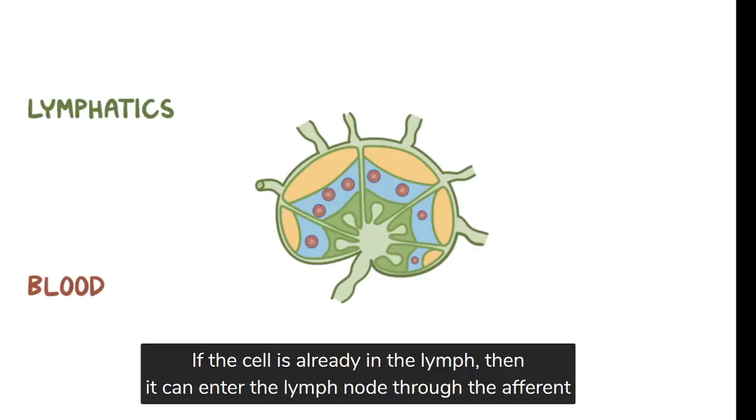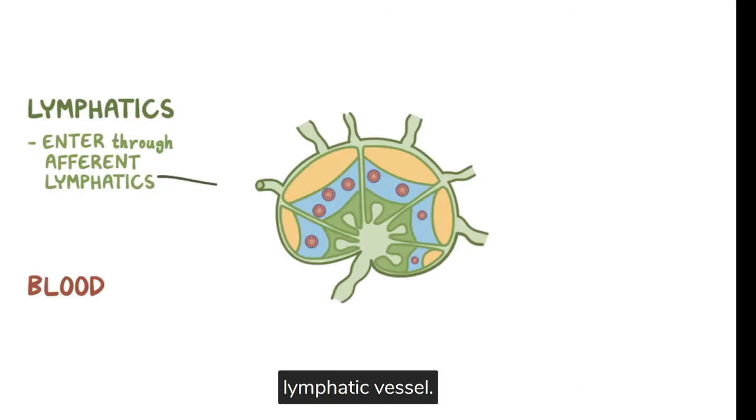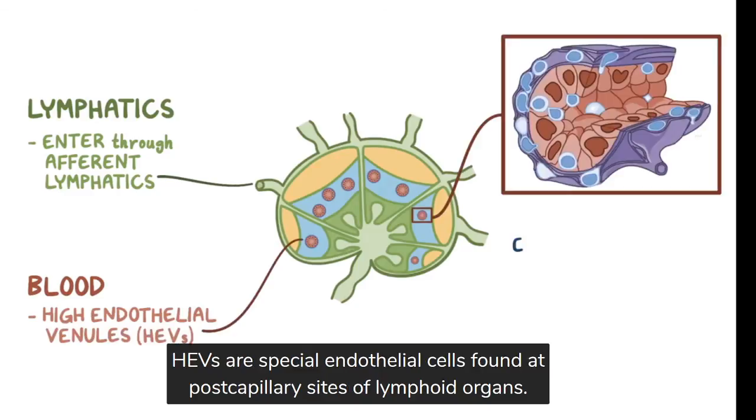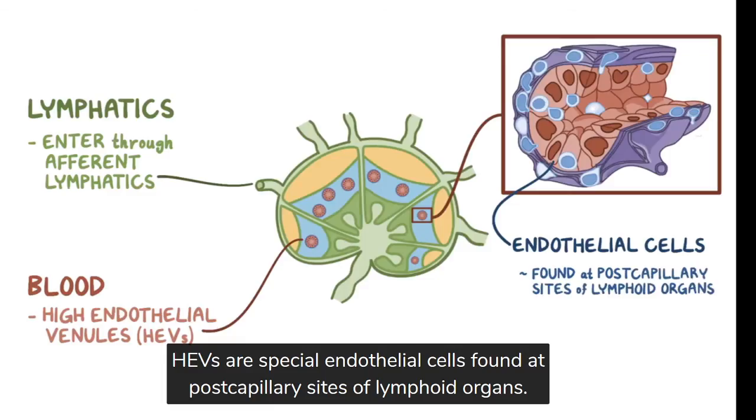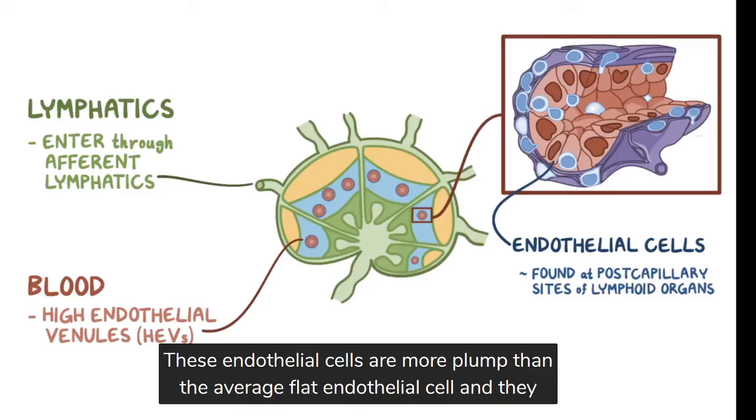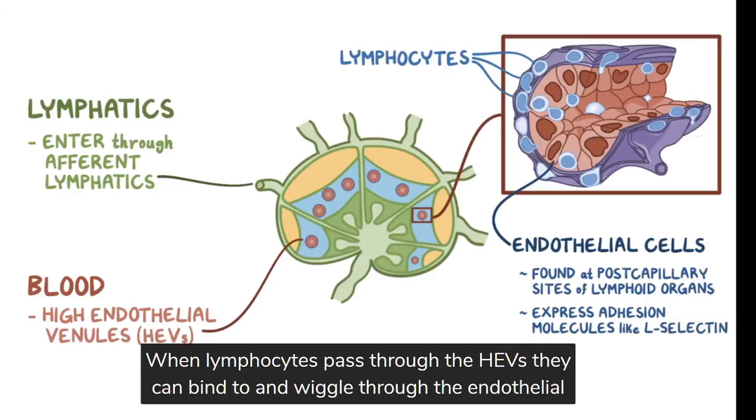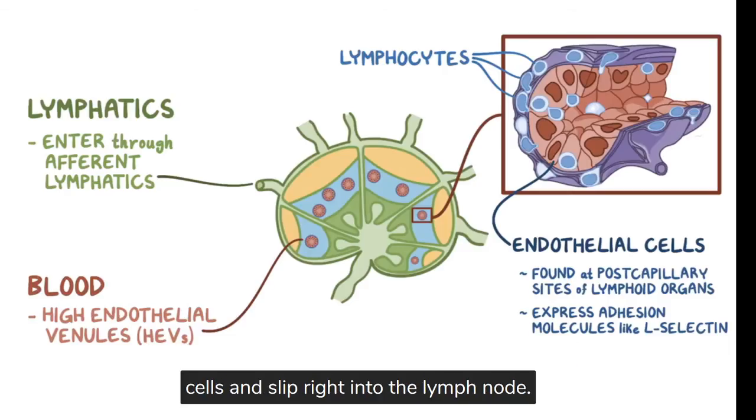If the cell is already in the lymph, then it can enter the lymph node through the afferent lymphatic vessel. If the cell is in the blood, then it can use the high endothelial venules, or HEVs. HEVs are special endothelial cells found at post-capillary sites of the lymphoid organs. These endothelial cells are more plump than the average flat endothelial cell, and they also express adhesion molecules like L-selectin. When lymphocytes pass through the HEVs, they can bind to and wiggle through the endothelial cells and slip right into the lymph node.